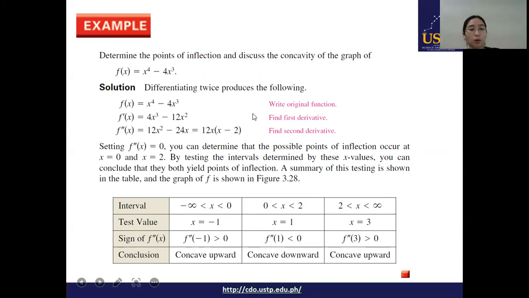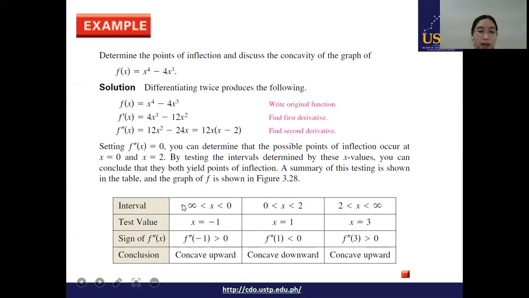When we use our calculator, we can also solve it manually using factoring. By equating f double prime of x to 0, we get that the points of inflection occur at 0 and 2. By testing the intervals determined by these x values, we can conclude that they both yield points of inflection.